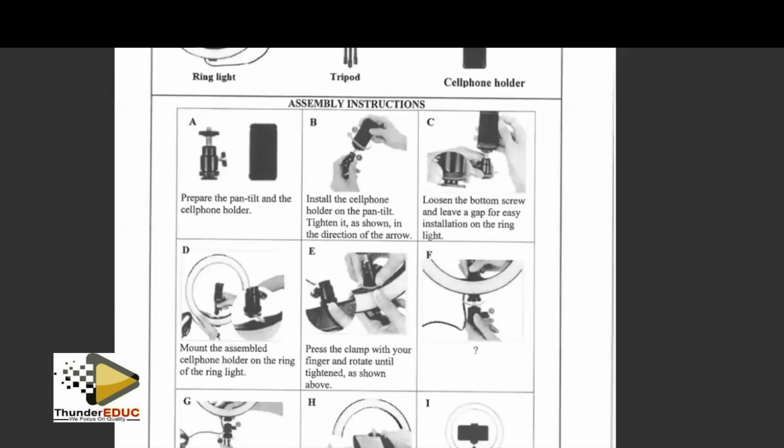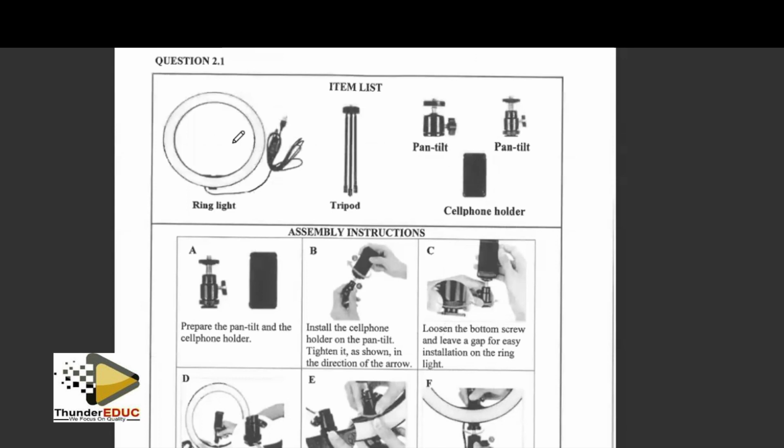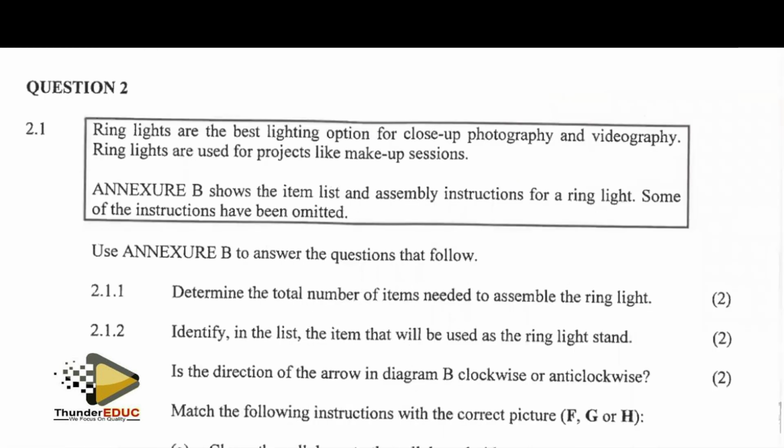All right, let's go to the questions and see what they want us to do. Tell me the total number of items needed to assemble the ring light. We go there and we count them. Total number of items: 1, 2, 3, 4, 5. Please, we don't count the cell phone because we don't see anything else. We just have a cell phone holder. The answer there becomes 5 items.